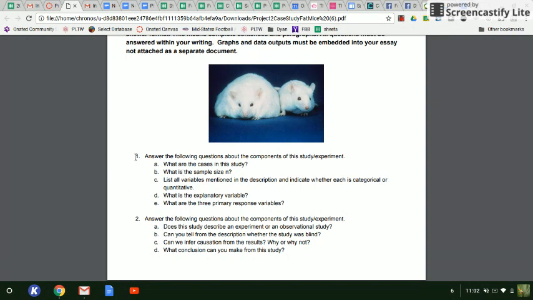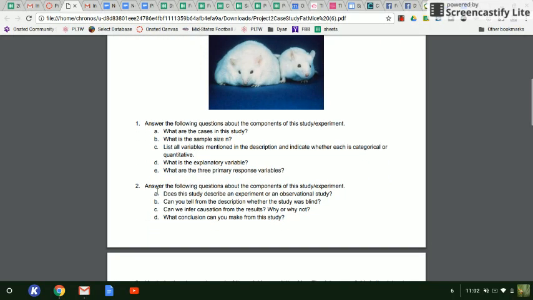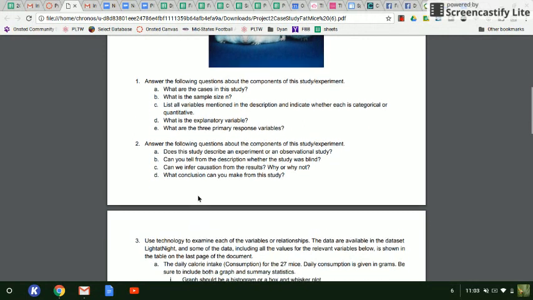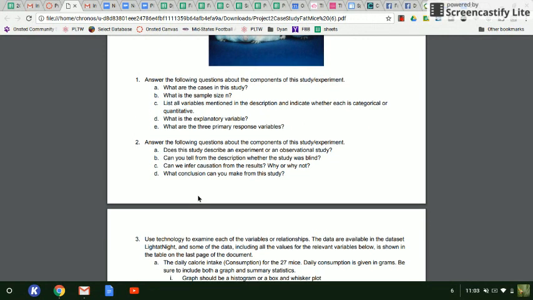Now, part 1 has you answer various questions about the study, and that's just assessing your use of the vocabulary. And then the same goes for part 2. It's more just vocabulary assessment. What conclusions can you make? Talking about observationals versus experiments and those types of statistical analysis. So numbers 1 and 2 are more of the vocabulary application.